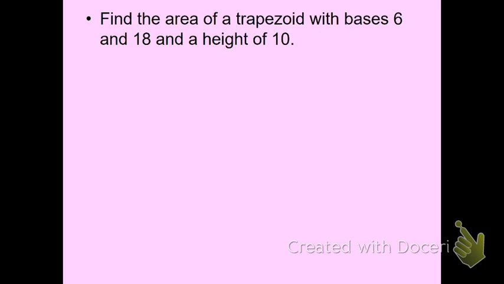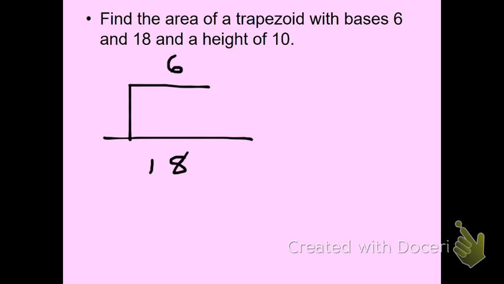Now let's apply it. So let's find the area of a trapezoid with bases 6 and 18 and a height of 10. So they give us pretty much everything we need here. Sneak peek of the answer. So they give us base 1 and base 2 and the height. And we don't need the side lengths. Doesn't have to be isosceles either.